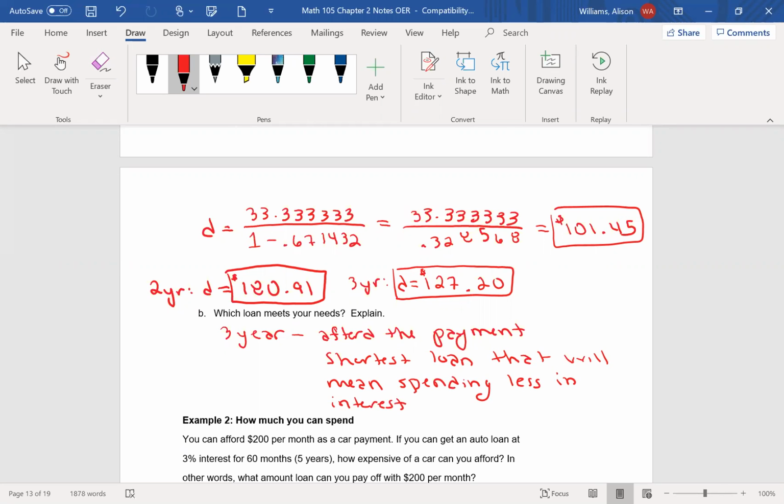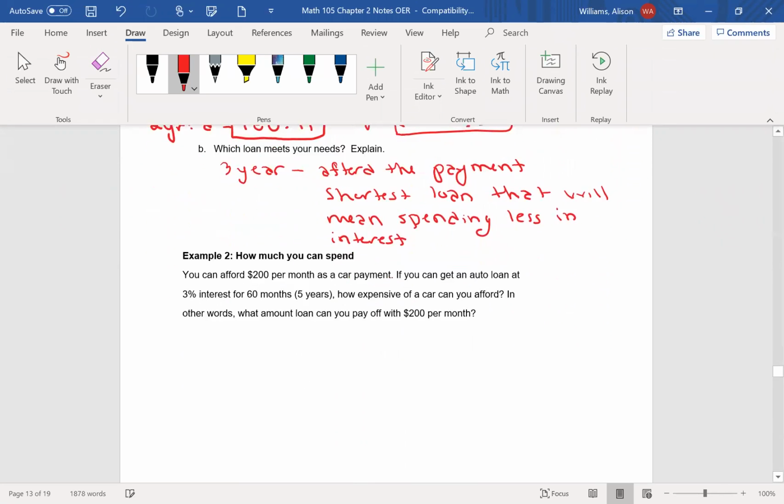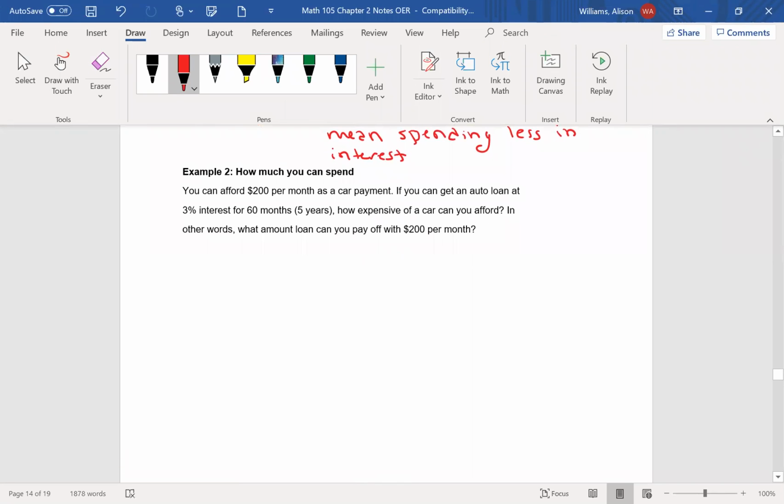All right. So let's try this next one here. So this one says you can afford 200 a month, and you are able to get qualified for a 3% loan for 5 years. So how much car can you afford? So this is a good example of when we can use this other formula.